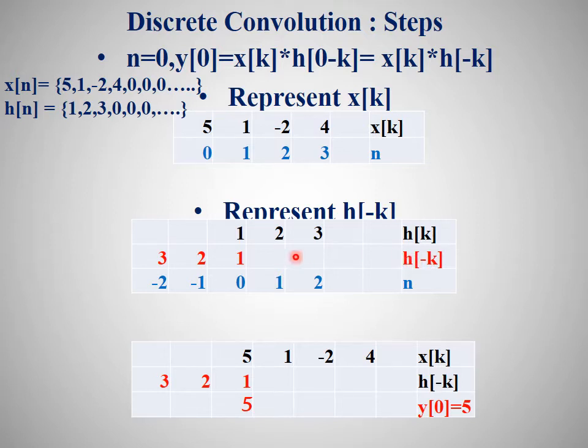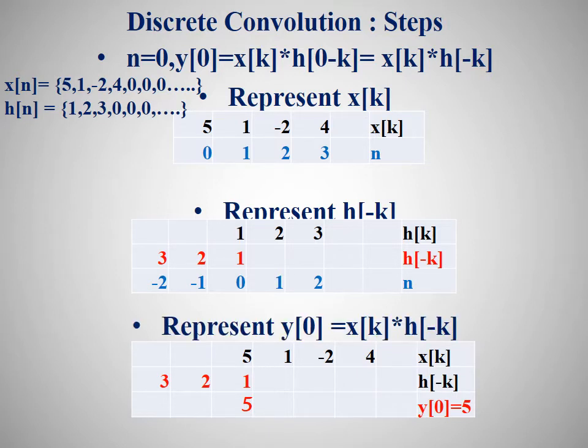For h of minus k, we will be having, at n equal to 0 it will be 1, at n equal to minus 1 it will be 2, and at n equal to minus 2 the value would be 3. So we have represented the first two cases, which means we have completed representing x of k and h of minus k. Next, only the convolution is left.